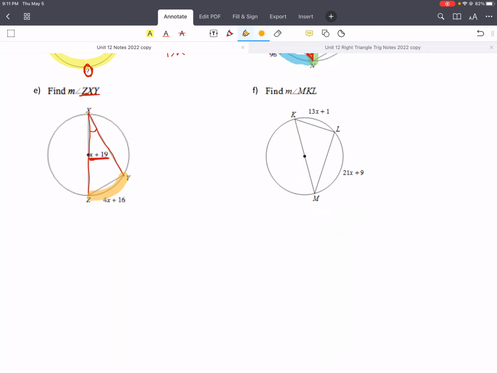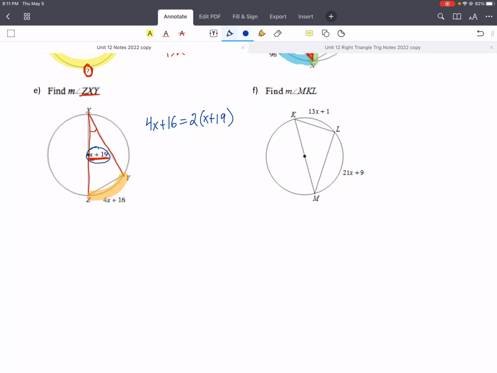And we just learned that that inscribed arc, which measures, I'm going to go into blue, 4x plus 16, is equal to twice what our inscribed angle is. So we take our inscribed angle, which is x plus 19, and multiply it by 2.